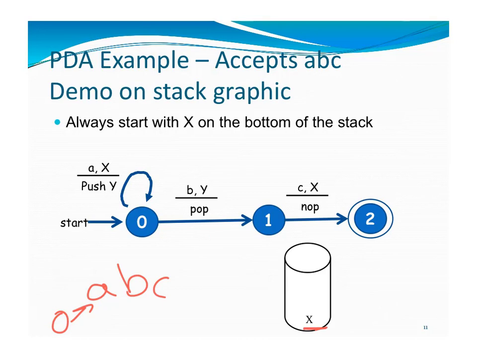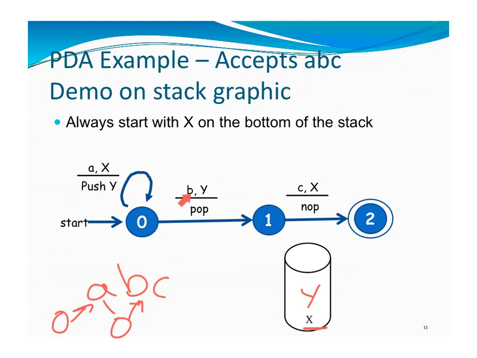We'll end up back at state 0, but we have to do whatever it says under the fraction thing, so push Y. So we add a Y to my stack, right? And now I'm at state 0, and I see a B, right? And so I look and say, what can I do? Well, I can't do this loop because it wants an A and I have a B, and also it wants an X at the top of the stack, and now I have a Y at the top of the stack.